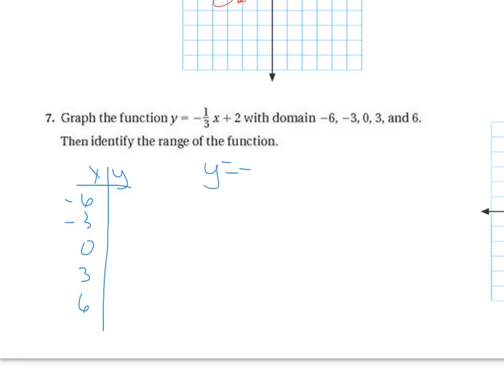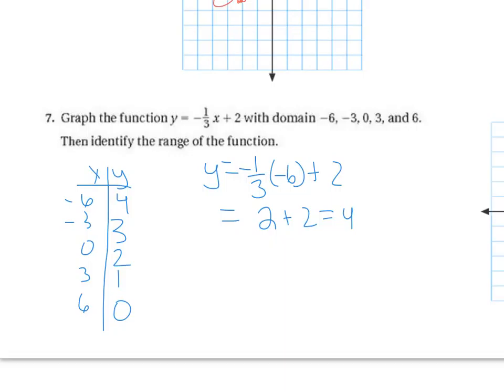So you get y equals negative 1/3, plug in the x, plus 2. Negative 1/3 times negative 6 is positive 2. 2 plus 2 is 4. So we get 4. Okay? If you plug in negative 3, you'd get 3. Plug in 0, you get 2. Plug in 3, you get 1. Plug in 6, you get 0. So we need to graph all of these. Okay? Now the range, it says identify the range.